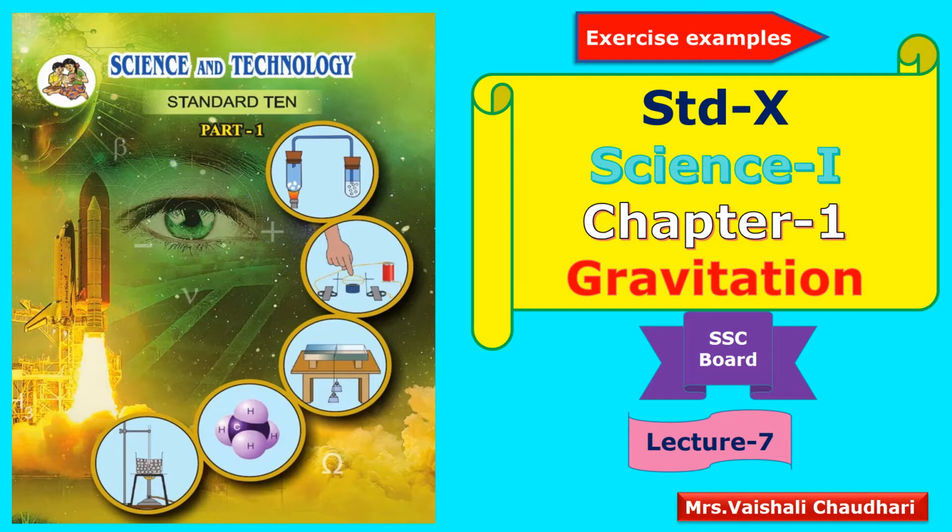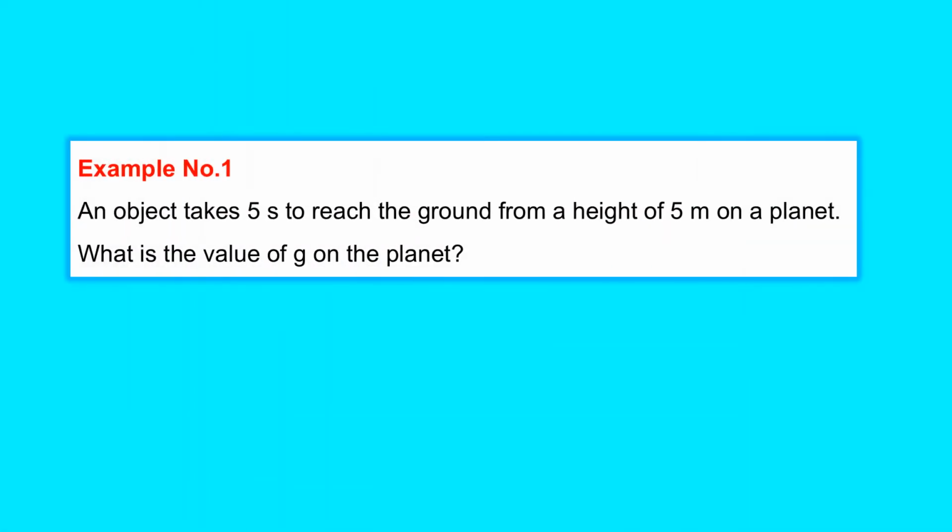Today we are going to see exercise examples from chapter number 1, Gravitation. Example number 1. An object takes 5 seconds to reach the ground from a height of 5 meter on a planet. What is the value of g on the planet? Let us see how to solve this example.